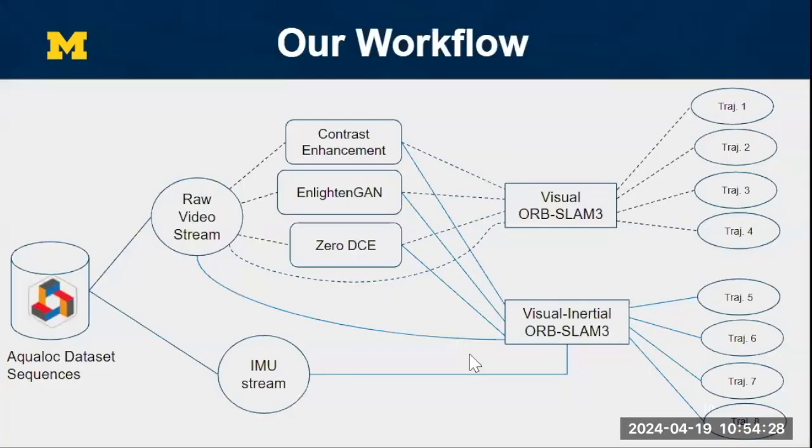For our methodology, this is our block diagram. Our output was 8 different trajectories, each generated uniquely. With our raw video stream, we passed it through our 3 different models, testing them individually, each with visual ORB-SLAM 3, and also with visual inertial ORB-SLAM 3. We compared the results there.